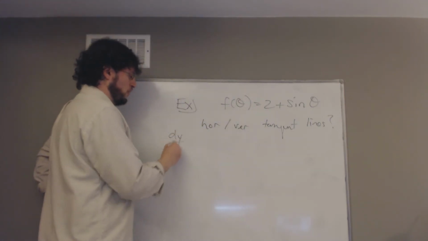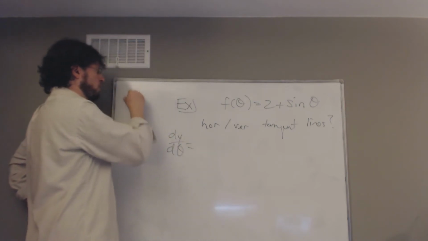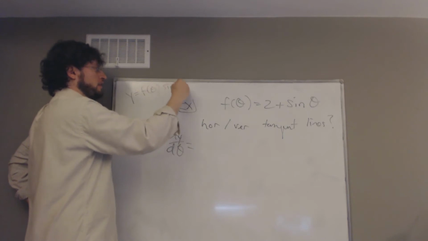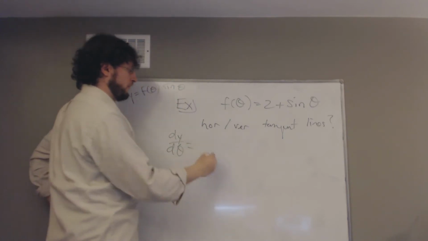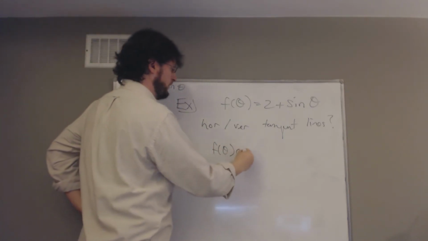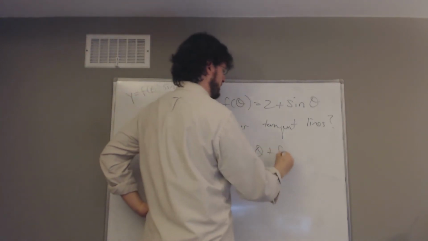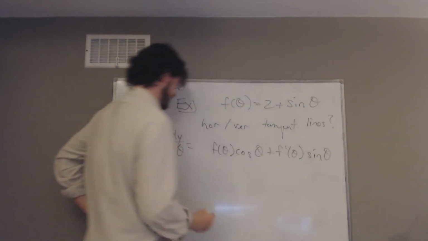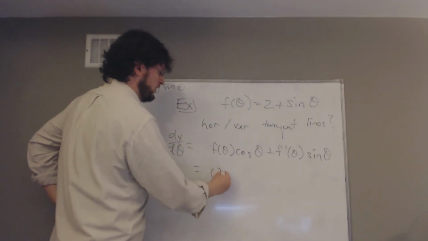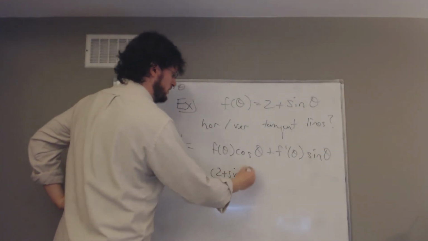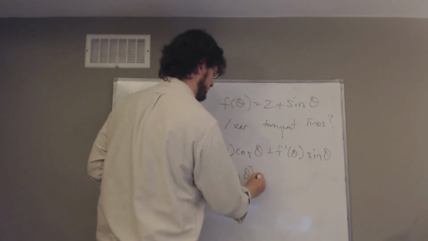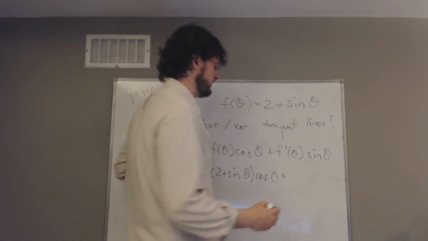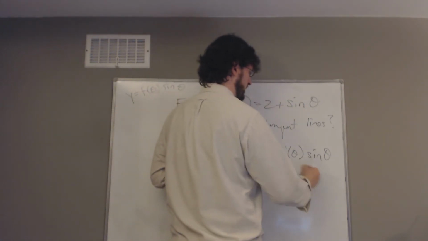So we're looking at dy d theta, where remember the y is r, which is f of theta sine theta, so that the derivative is first times the derivative of the second plus the second times the derivative of the first. In this case, that becomes 2 plus sine theta times cosine theta, plus the derivative is cosine theta and times sine theta.